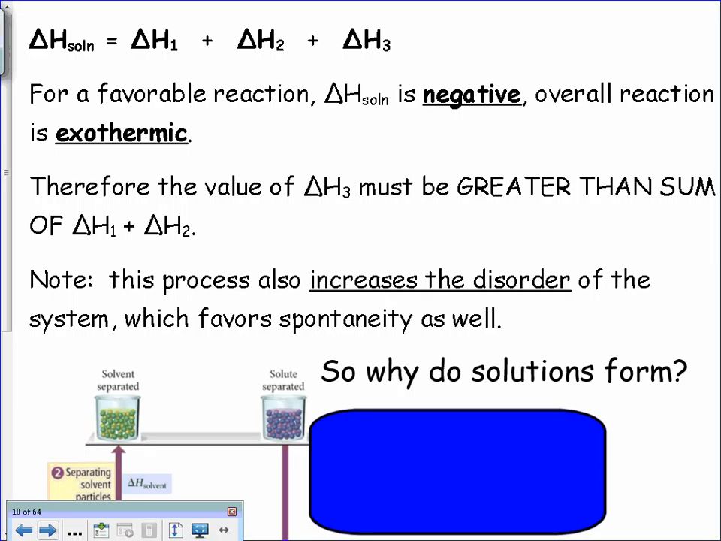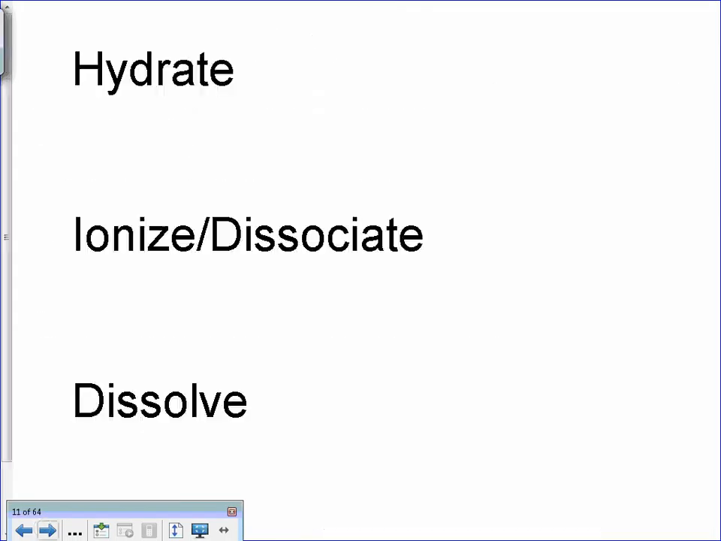Let me just make sure we're all good here. Yeah, we did. So we talked about how this value here has to be greater than these two corresponding values for the delta H solution to be exothermic overall. And why is this process occurring overall? The disorder is also increasing. This is a lot of stuff from your reading guide. This is kind of a more significant terminology debate here.